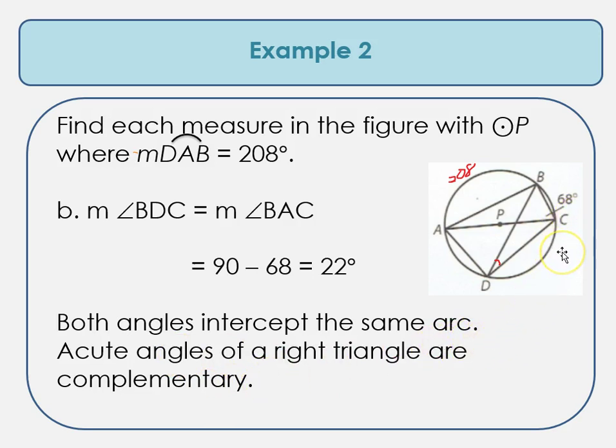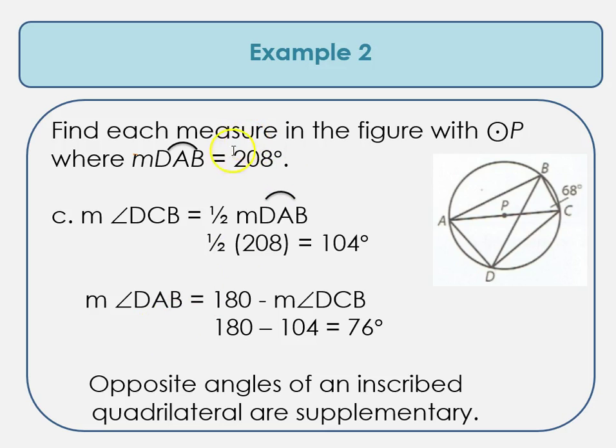Some more information to dredge up from the past. Example 2. Find each measure in the figure, and we want to know the measure of angle DCB. Well, that's half of the measure of arc DAB, which we know is 208, so its measure is 104 degrees. And we want the measure of DAB, which will be 180 minus DCB, so 180 minus 104 equals 76 degrees.